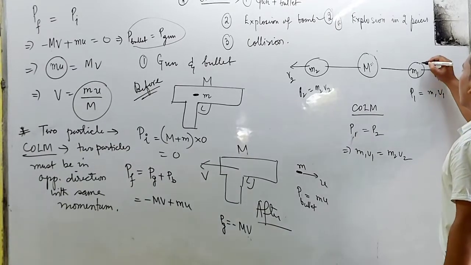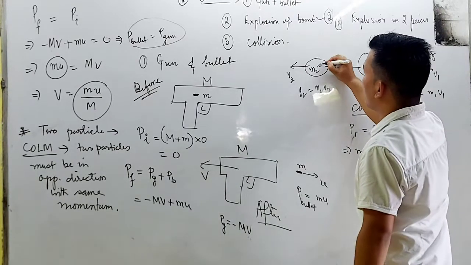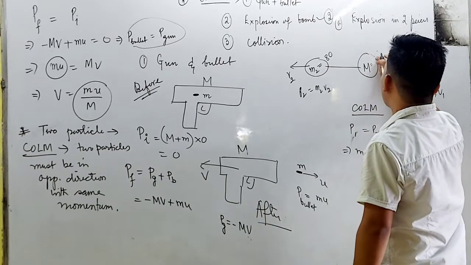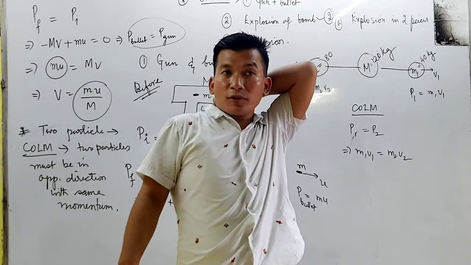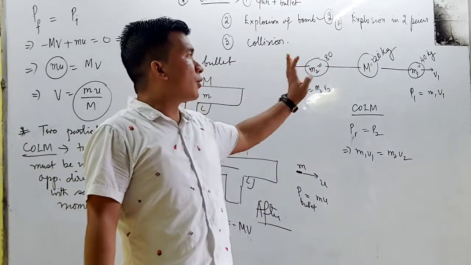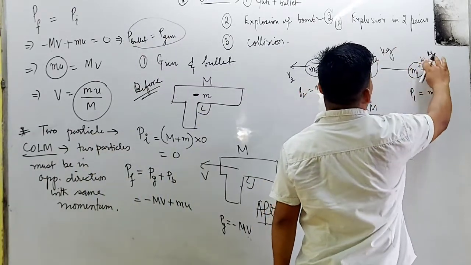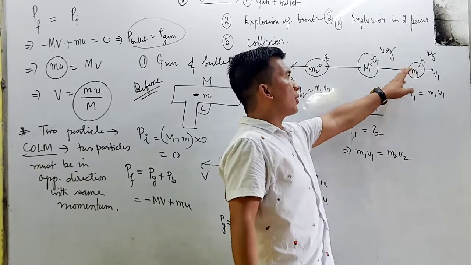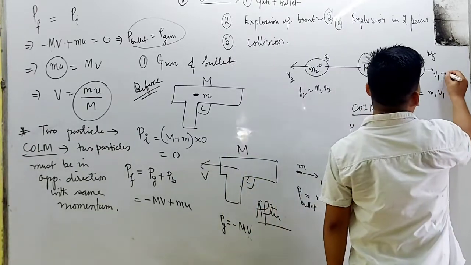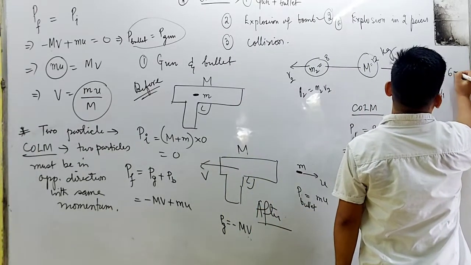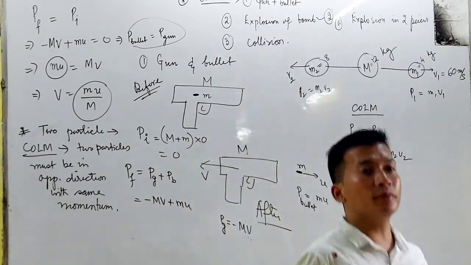For example, if M1 is equal to 40 kg and M2 is equal to 80 kg, initially the total will be 120 kg. The two fragments are of 40 kg and 80 kg, so the ratio of M1 to M2 is 4 to 8. V1 is moving with 60 meter per second. What will be the velocity of V2?